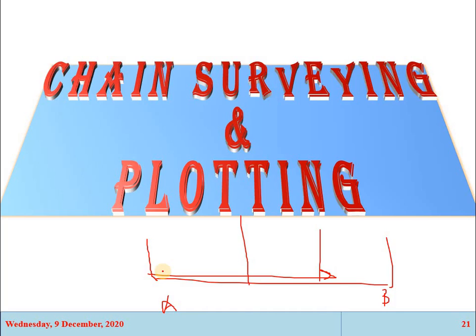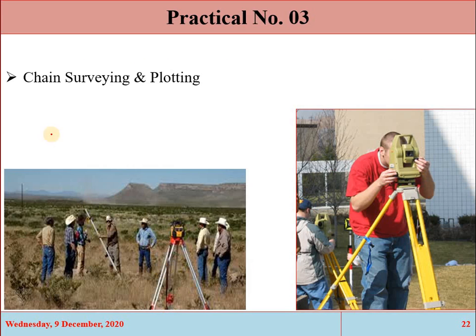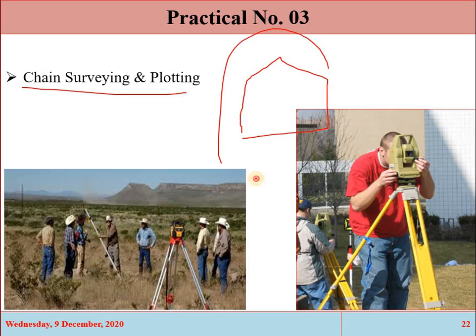Now in this lecture we will discuss chain survey and plotting. Suppose you have a specific area, how will the plan or map of that area be prepared with the help of a chain? Again remember, in chain survey we are only measuring linear distances. No angular measurements are taken in chain survey. That point is most important. All the measurements and observations will be taken with the help of the chain, and all of them will be linear observations.